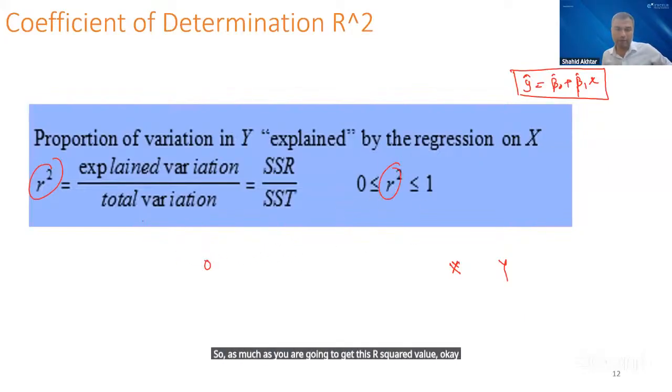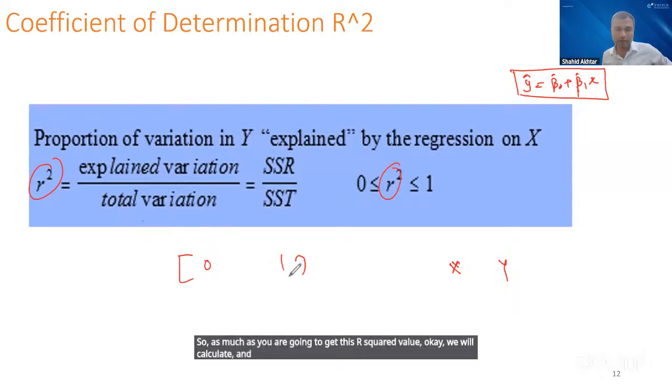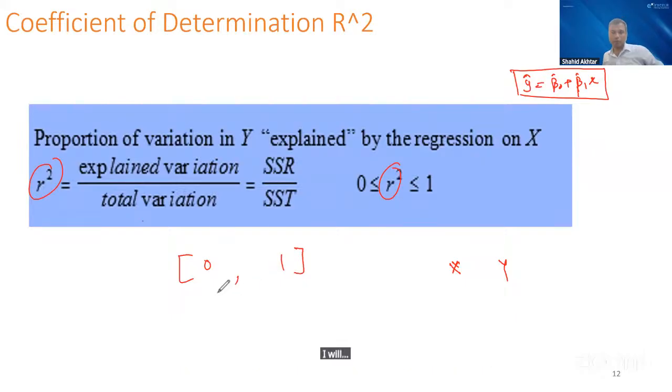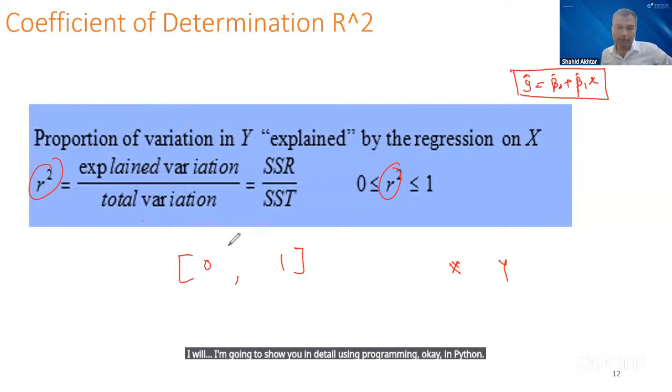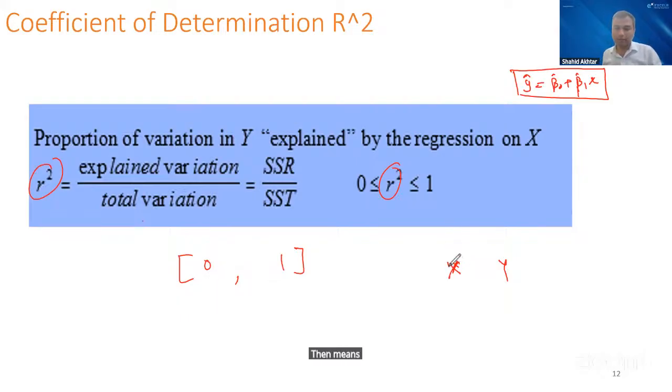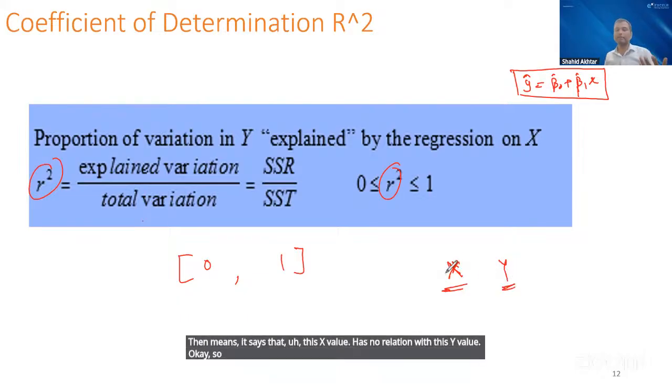Okay, we will calculate all these things I'm talking about here, and I'm going to show you in detail using programming in Python. So if your R square value is 0, it says that this X value has no relation with this Y value. If X is increasing or decreasing, it is not going to change Y anyhow, so there is no relationship between X and Y.